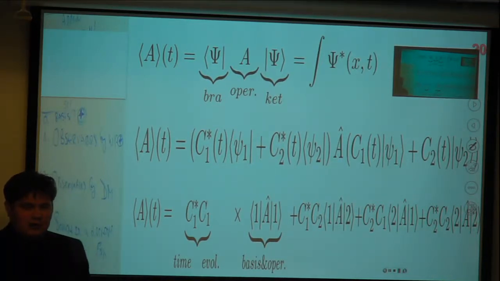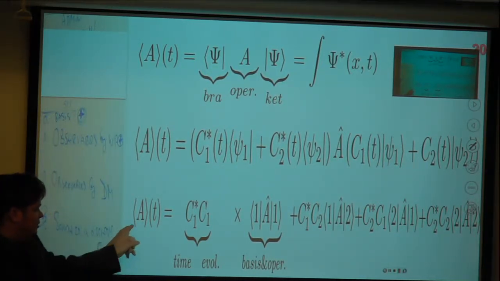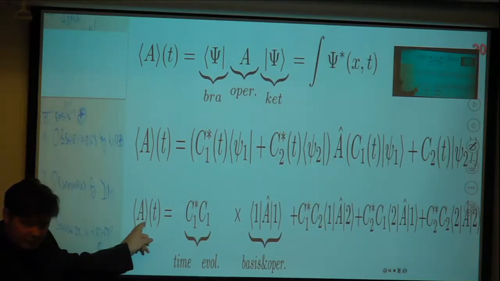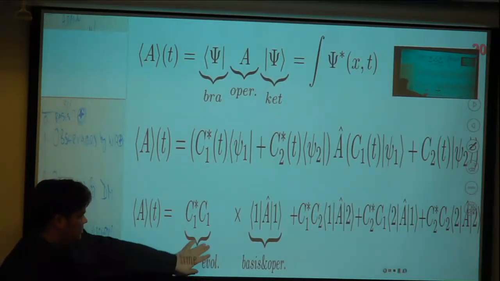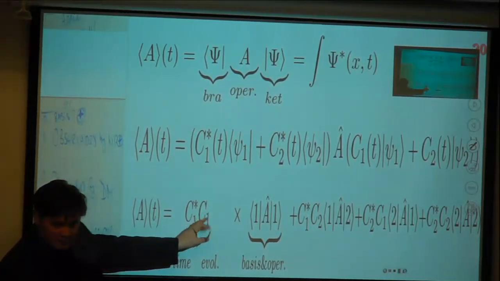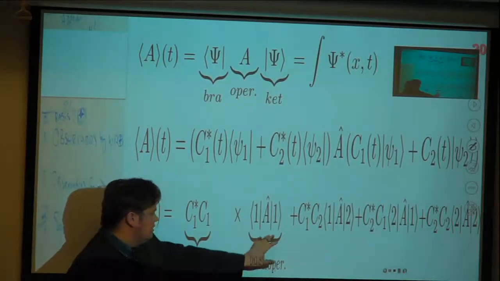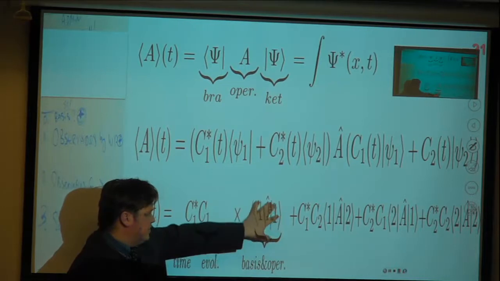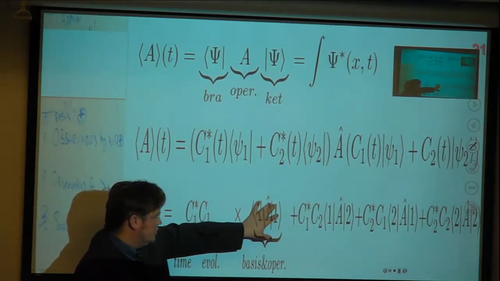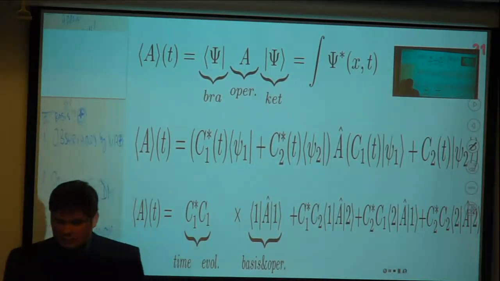I was just preparing ahead of time and typed it. So expectation value can be composed by adding together several terms. In each term, there is a time evolution, so these coefficients carry time dependence, and things that carry the properties of operators and basis functions, convoluted, so matrix elements and time dependence.